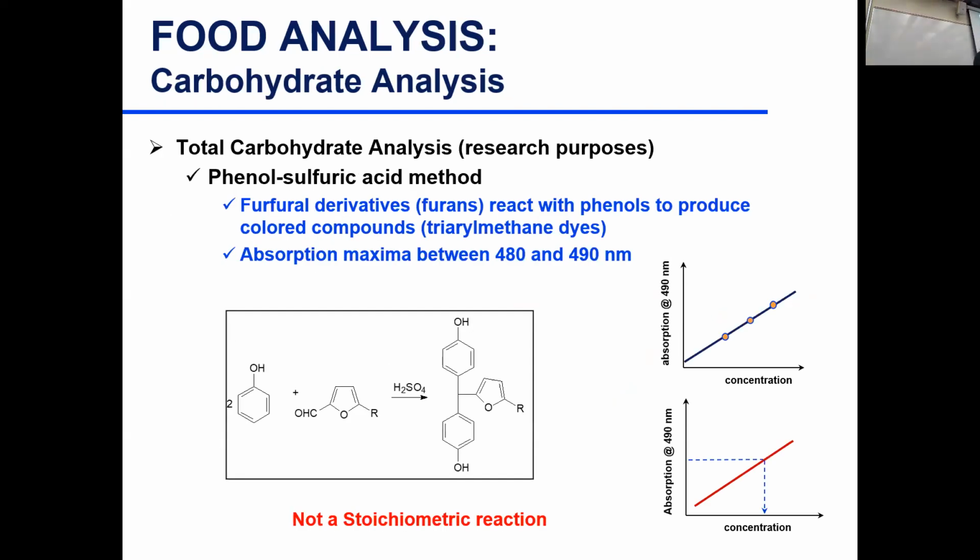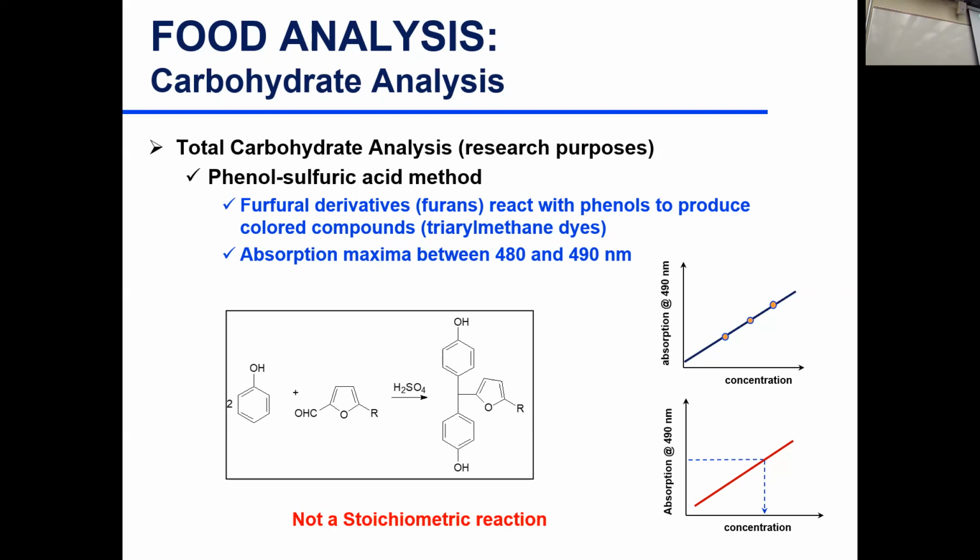The furan compound is then going to react with the phenol. So you add a phenol, and then your phenol is going to react with the furan in the presence of acid to give you a compound that can absorb light in the visible range. So you're going to measure the absorption of your sample, but in order to determine concentration, you're going to plot a standard curve.